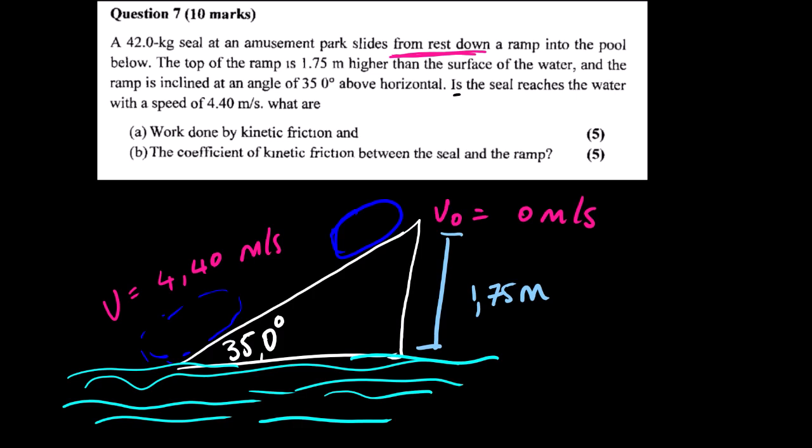So the first question says the work done by kinetic friction. It simply means that this ramp is not frictionless. There is friction, and we are looking for the work done by friction. Now, this question is based on the topic of work, energy, and power. We have a number of equations we can actually use to calculate this work done by a kinetic frictional force.